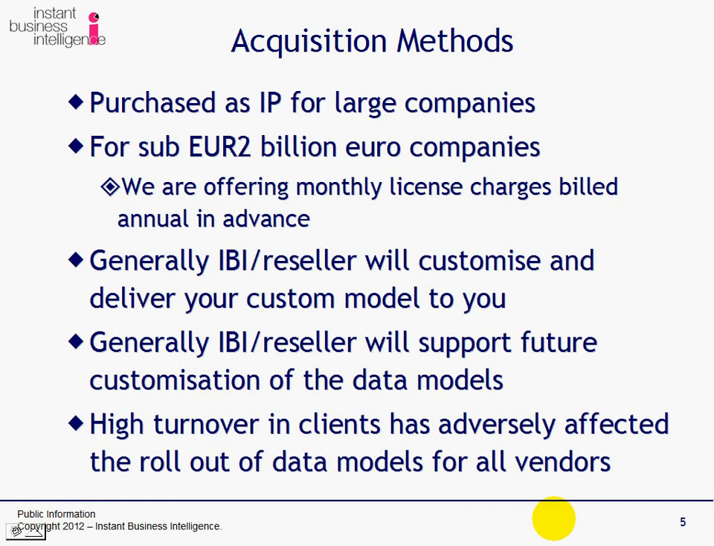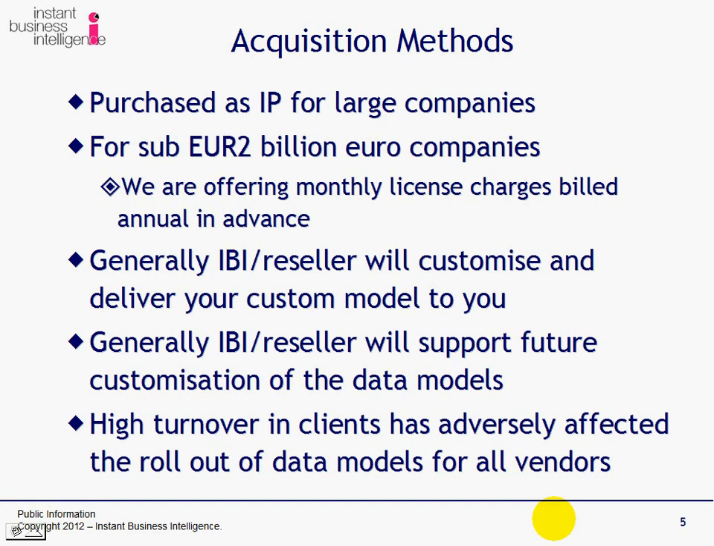And as you're getting into smaller companies, the 200 to 500 million euro companies, they simply don't have staff who can go away and design these models. And further, in the smaller companies, the value and leverage that they can get from a data warehouse is less, because they have fewer customers, less revenue, and then less leverage for making better decisions. So the smaller the company, the lower the price needs to be, and so we've introduced this monthly license charge regime. Now, generally, the IBI or the reseller of our product will customize and deliver your custom model for you.